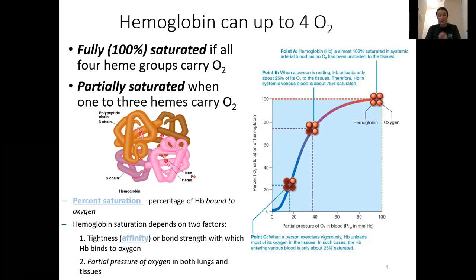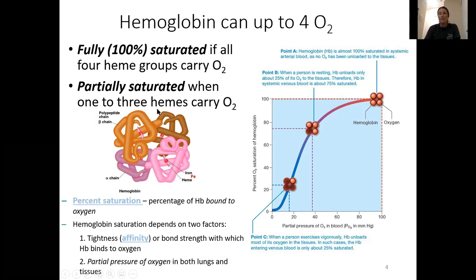Now each one of these hemes can ultimately bind to 1 oxygen molecule, and so it is possible for 1 hemoglobin molecule to carry up to 4 oxygen molecules. When it does carry those 4 oxygen molecules, 1 on each of these hemes, we can say that it is fully saturated. If only 1 oxygen is bound to the hemoglobin, or 2 or 3, we can call it partially saturated.